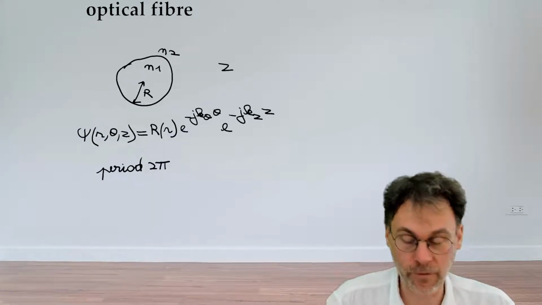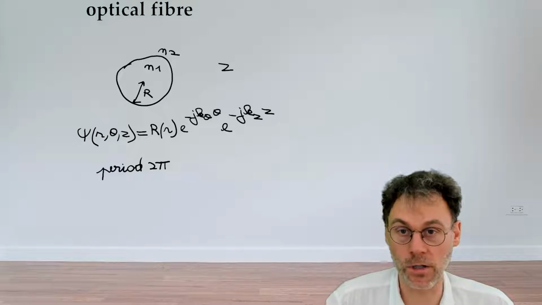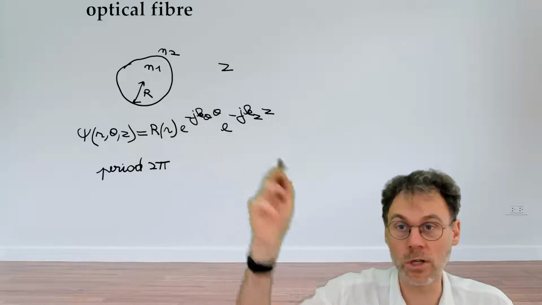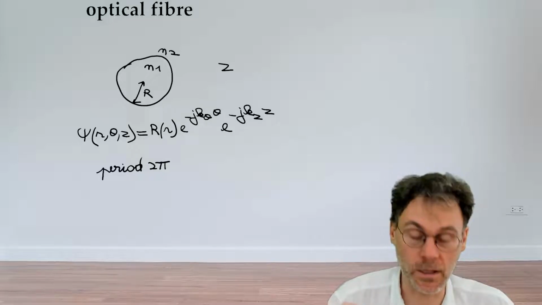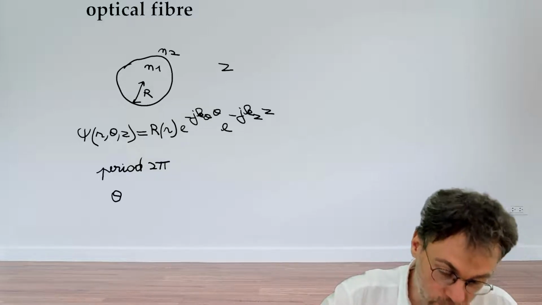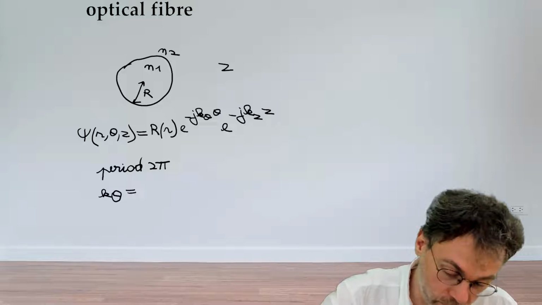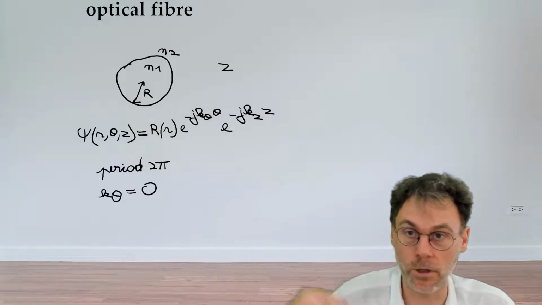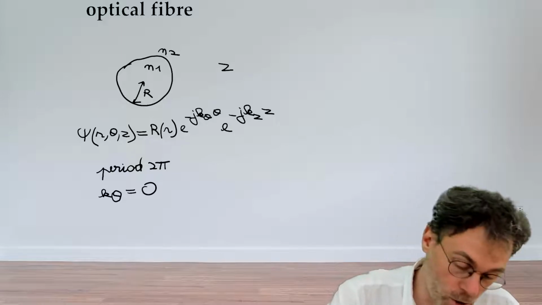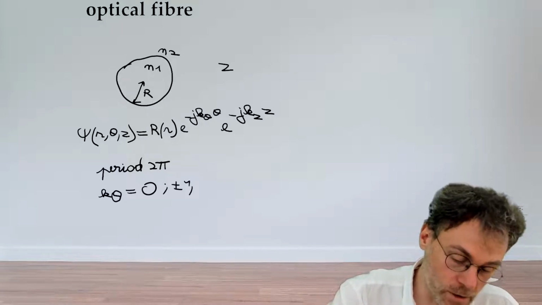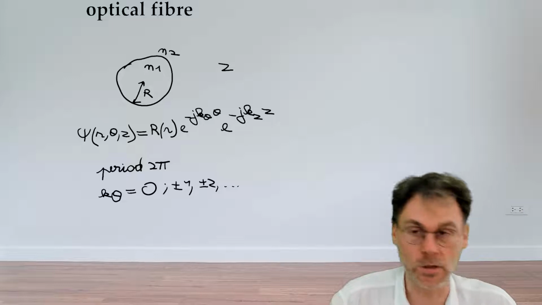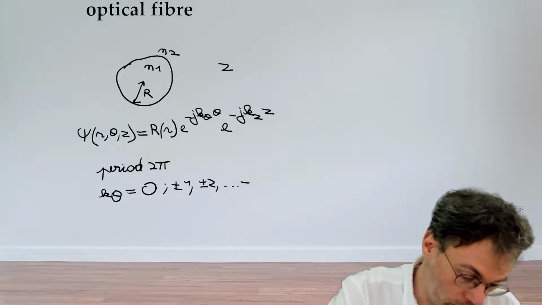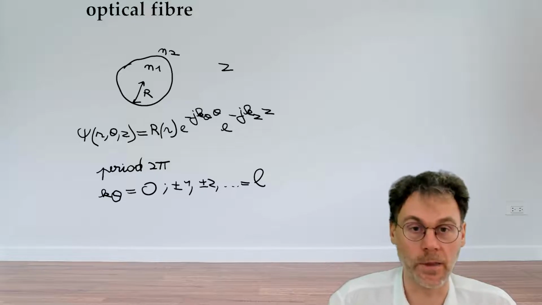Now, if we have the requirement that our function has a period of 2 pi, that automatically means that we have some additional requirements on k theta. K theta basically needs to be an integer. So either it is 0, in which case there's no dependence on theta. That's possible, that's an edge case. Or k theta is plus or minus 1, plus or minus 2, and so on and so forth. So these are the allowed values of k theta. And let's rename k theta to L here.